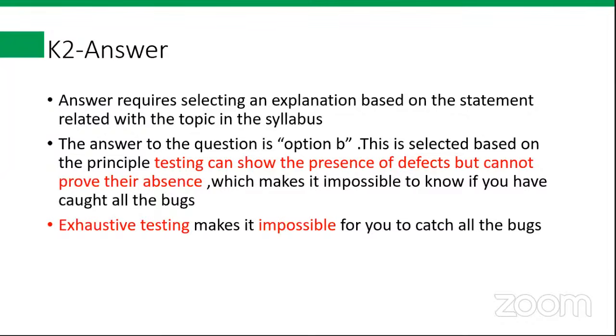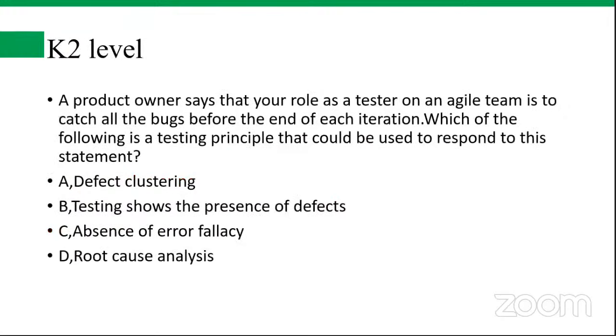Look at this. The answer to this question is option B, and this is selected based on the principle that testing can show the presence of defects but cannot prove their absence, which means testing will always show some defects and you can never catch all the bugs. Apart from this, you have a principle called exhaustive testing, and exhaustive testing makes it impossible for you to catch all the bugs. So, both of these principles help us conclude that option B is the right answer. So, here it is not a direct replica of your seven principles, but rather you need to understand what exactly each principle says to conclude at a particular option.